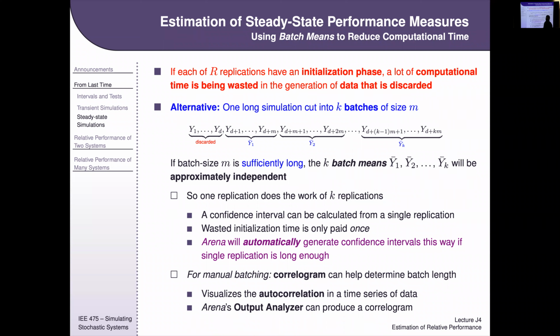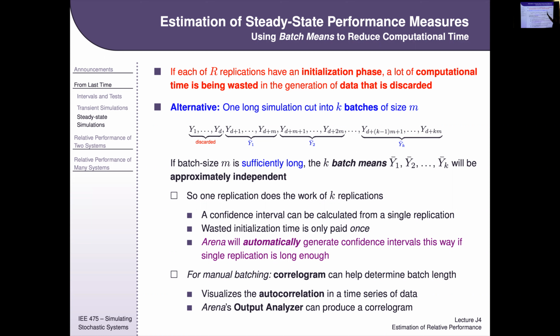What's nice about that is there's only one initialization phase. Normally, if you run R replications, each replication needs a costly initialization phase where you run through all of these points and don't use them. Rather than duplicating this waste R times, you only do it once, and over that one run, if it's long enough, you end up getting R sample points as if you ran R replications. And so, like I said, Arena tries to do this for you.